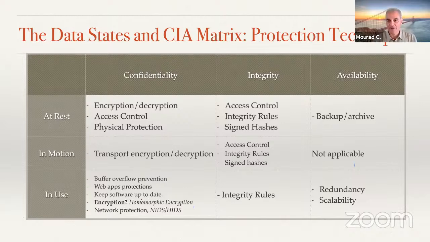So integrity, just a reminder, is about making sure that changes are authorized, that there are integrity rules that are respected. Think about the age example. And then that we can detect unauthorized changes to the data. So in order to protect integrity at rest, we can use access control, integrity rules, and signed hashes. Right.